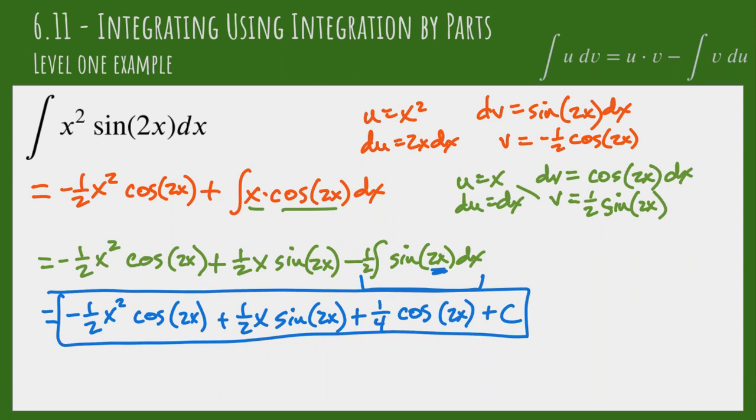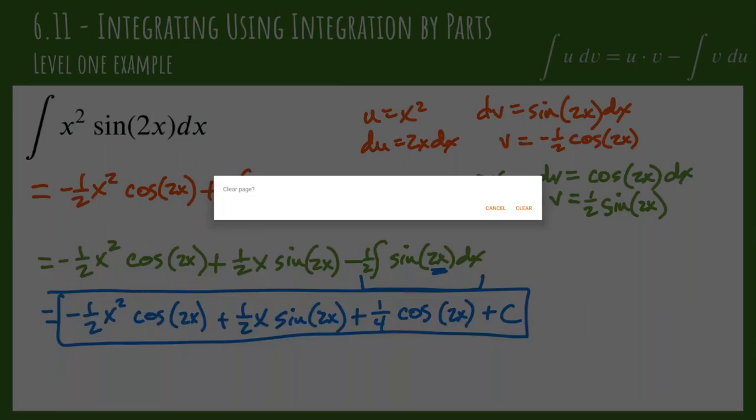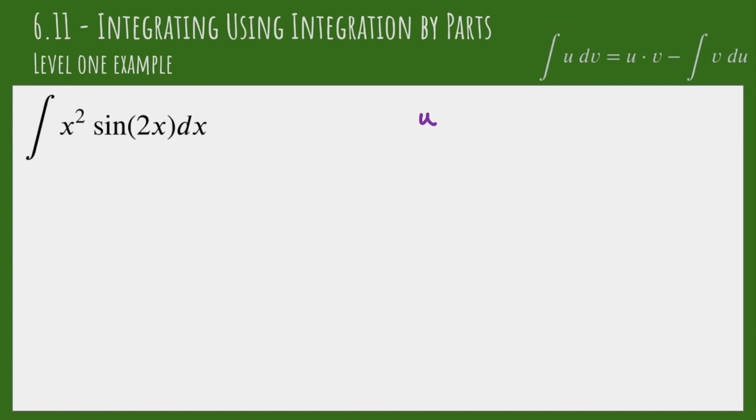Now, with repeated use of integration by parts, tabular integration tends to be a lot easier. So let's look at how that would work with this example. We're going to choose u to be x squared still, and dv to be sine of 2x. So in the u column, we're going to take derivatives until we get to 0. And then in the dv column, we're going to take antiderivatives until we get to that 0.